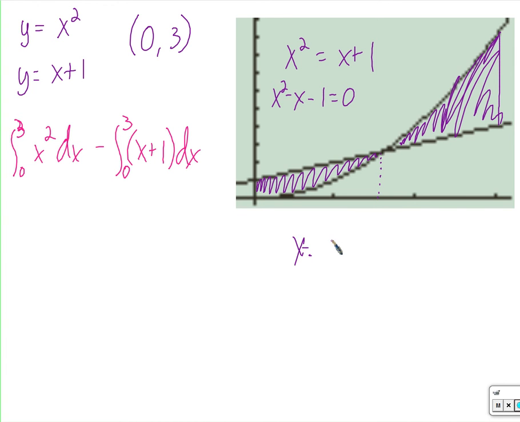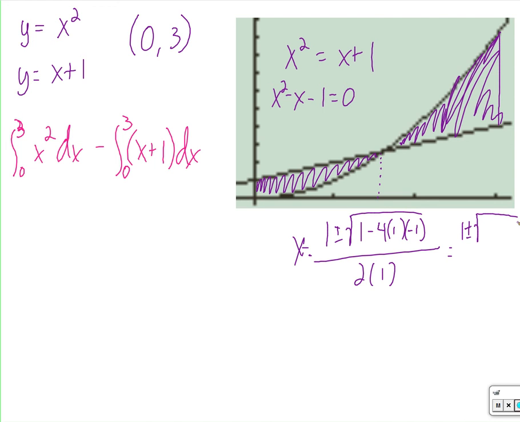x equals negative b, that's 1, plus or minus the square root of b squared, that's 1, minus 4 times a times c, over 2 times a. 1 plus or minus the square root of 1 plus 4, that's 5, over 2. So what x value is this? There are two of them represented here. Which one is this? Plus: 1 plus the square root of 5 over 2. Let's approximate it to 4 decimal places.